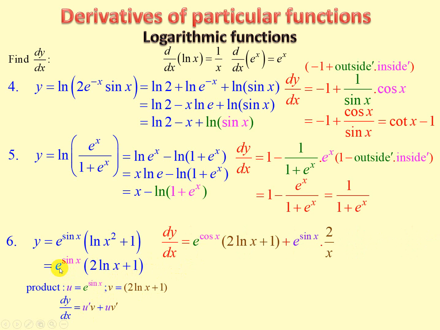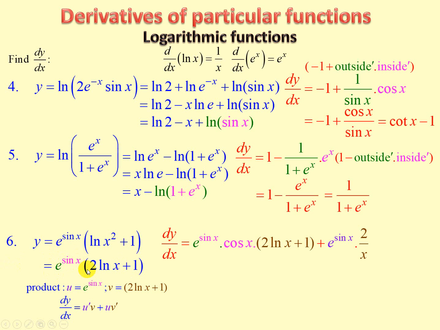So now, the derivative of e to the sine of x is going to be e to the cos of x, the derivative of the outside function. Oops, I'm missing something here. Sorry about that. This should have an inside function here. I will correct it right now. Here we are again. Sorry about that. Now we've got it right.